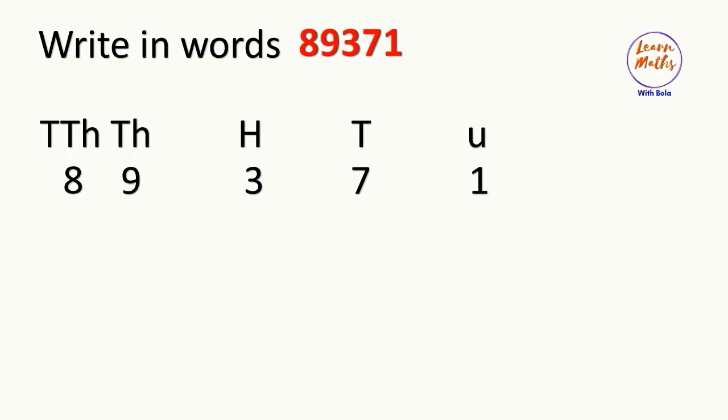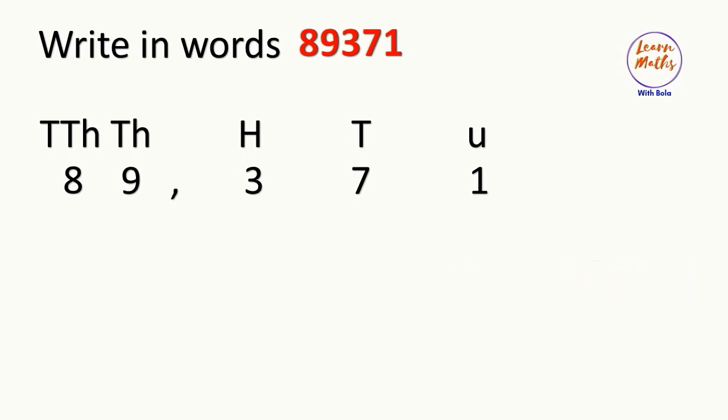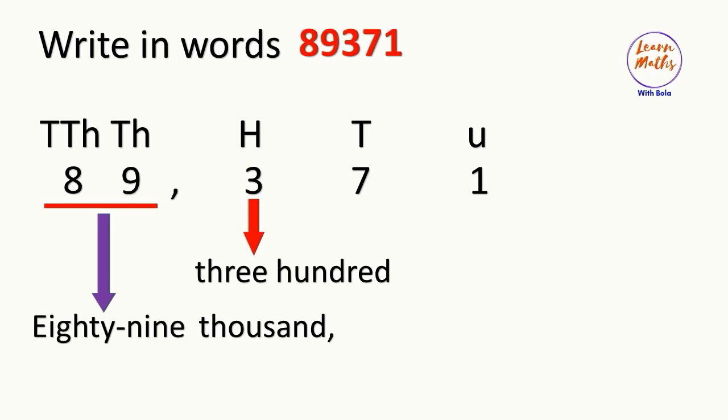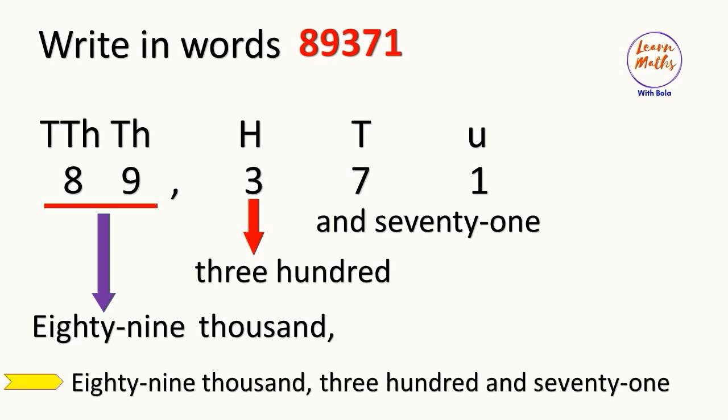Let's try this next question. 89341. We have 89,000, right? 89,300. Then the last two, 71. So when we write it out, we'll write it as 89,371.